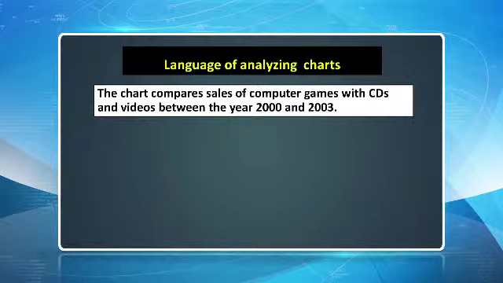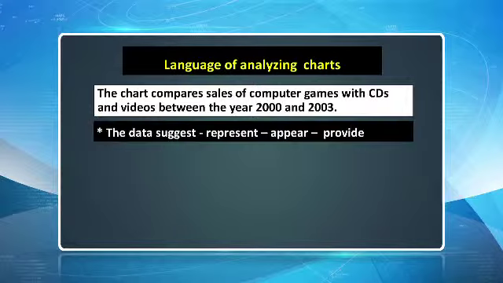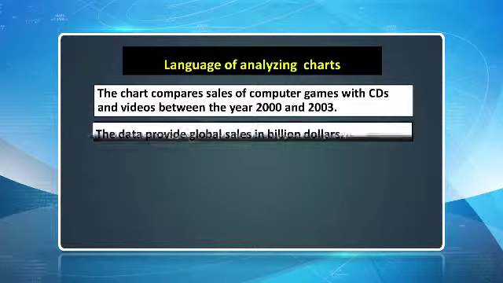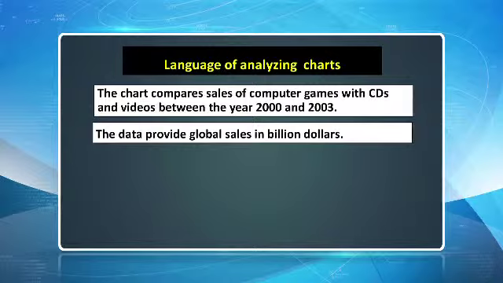As we can see, we have a very good action verb used here. The chart compares a certain statistic that we found while looking at the chart. Next, we can say the data suggest, represent, appear, and provide. Data, which is of course another way of saying information. So a way in which to use this is the data provide global sales in $1 billion. So they provide, or they give, the global sales in $1 billion.